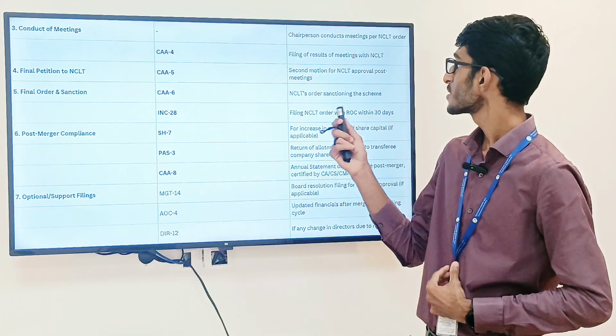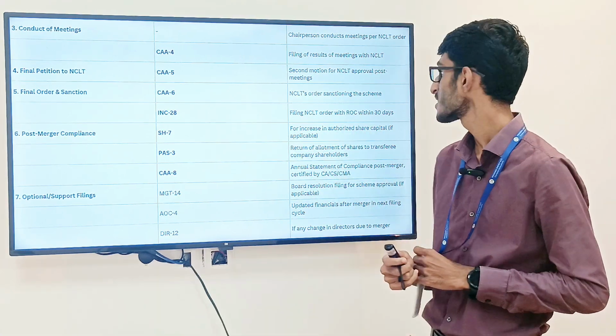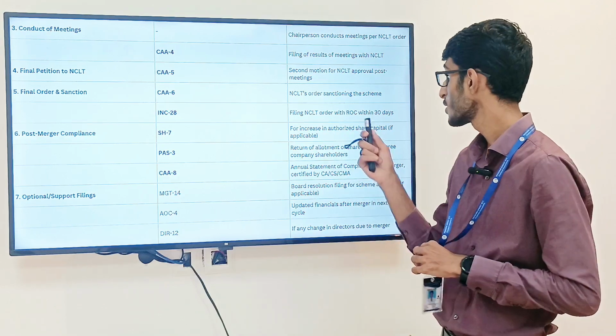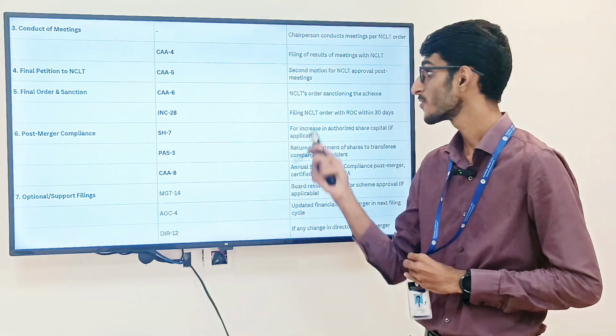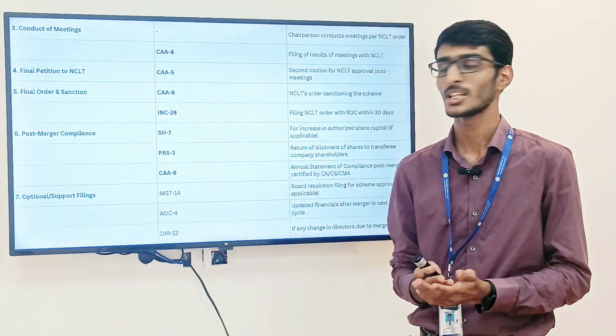Then once this final petition is filed, the NCLT will pass an order through form CA6, and then once that is done, we need to file the NCLT order to the ROC with form INC 28. So after that is done, then the post-merger compliance is the only thing which is left.